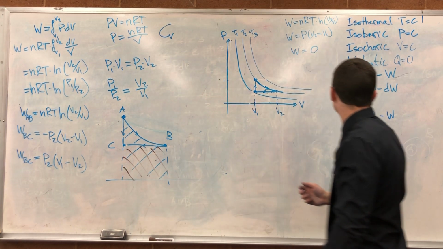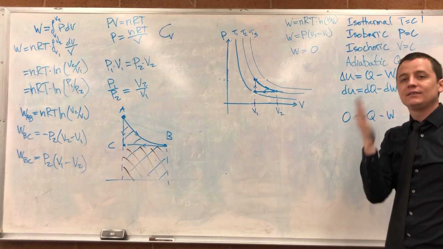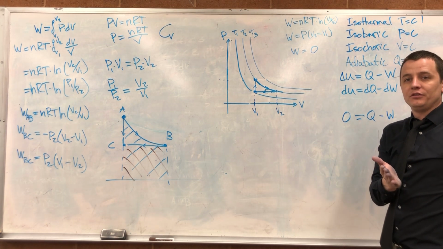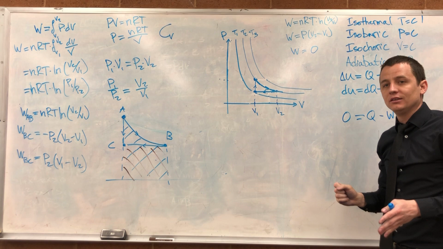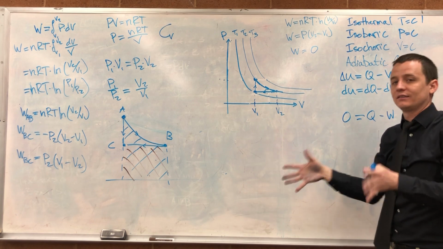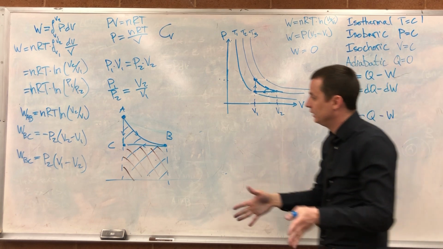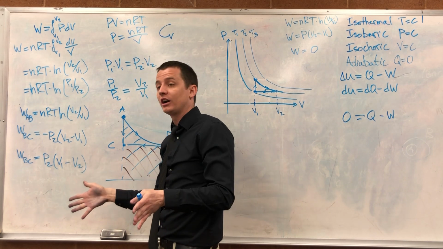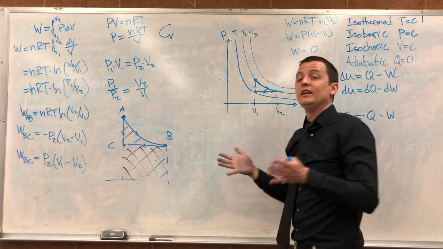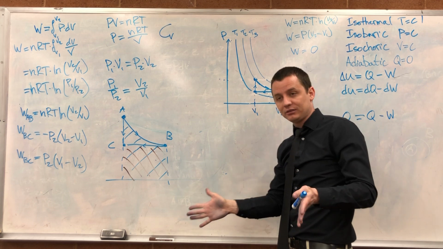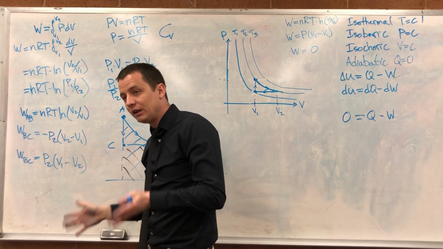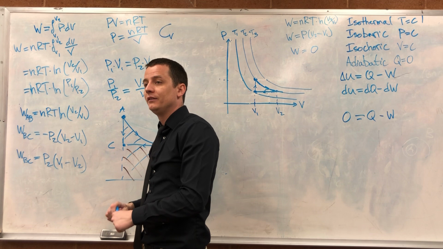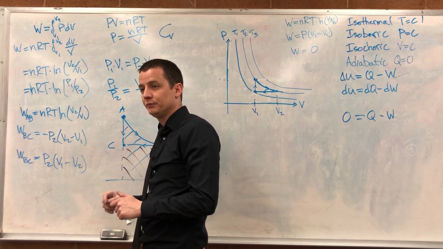So heat and work are not state variables. They don't tell you about the state of a gas. It doesn't make sense to say this gas has this much heat or this gas has this much work. It does make sense to talk about its temperature. It does make sense to talk about its internal energy. It does make sense to talk about its volume. It does make sense to talk about its pressure. Those are state variables. They tell you about the state of the gas.